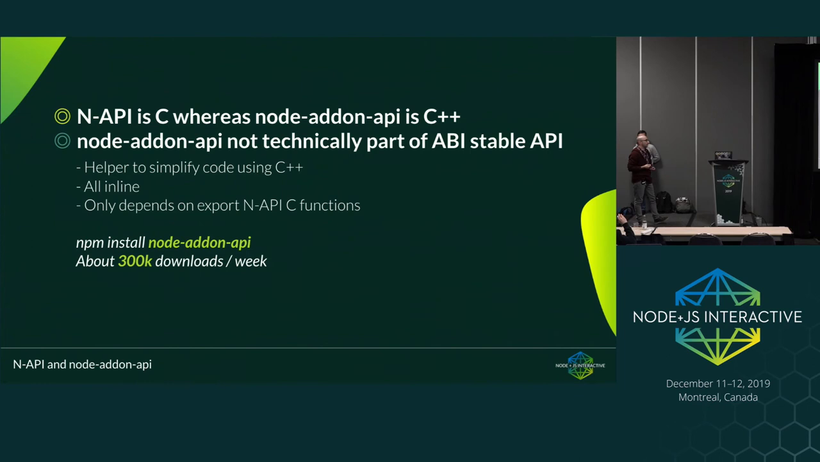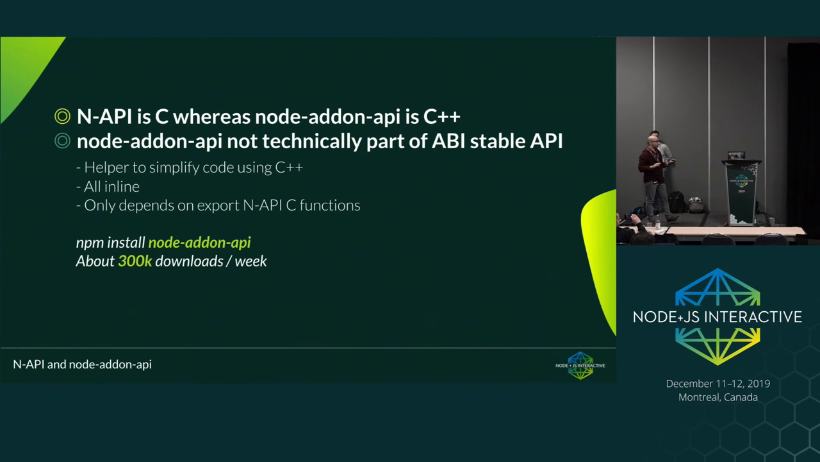node-addon-api is a C++ wrapper over the C API exported by the core of Node, and it's a collection of functions, classes, and macros that help you to simplify your code using C++. All the code is inline. This means that when you compile your native add-on, the compiler will replace all the code with N-API functions. And the most important thing is that node-addon-api depends only on N-API. Today we have 300,000 downloads per week, and we are at version 2, which we released 3 weeks ago.